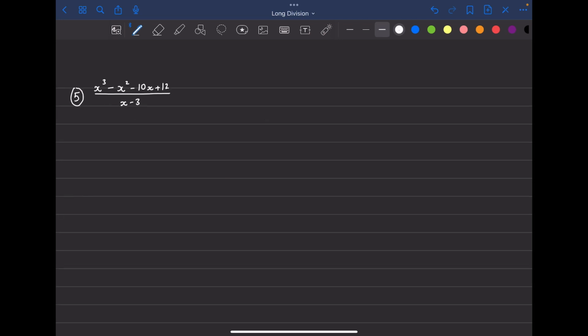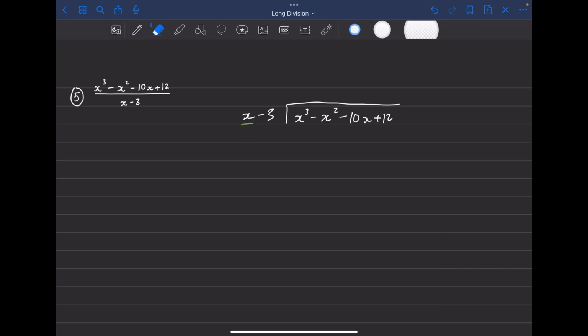So, question number 5, this is a fraction once again. So we're going to do what we did in the previous question. Let's set it up as a division, because fractions are divisions. So x cubed minus x squared minus 10x plus 12, all divided by x minus 3. So let's look at the highest powers again. Here we have x, which is going to always be the highest power, because this part does not change. And then here we have x cubed.